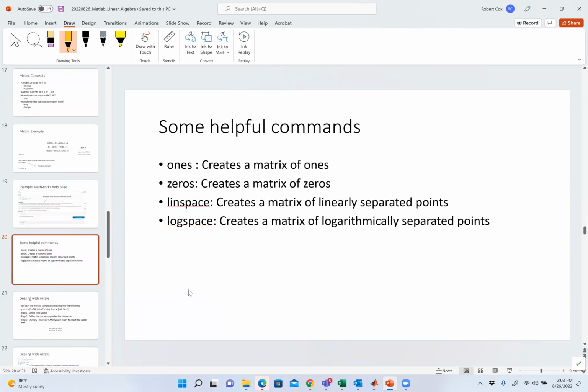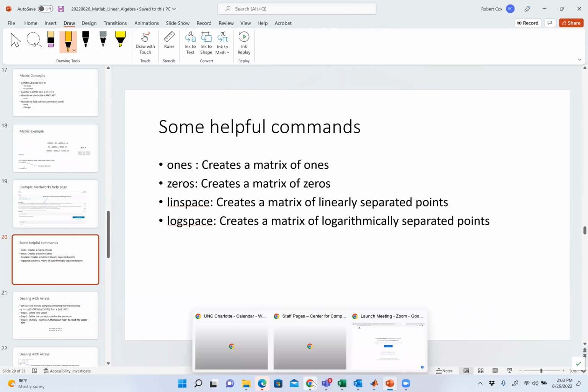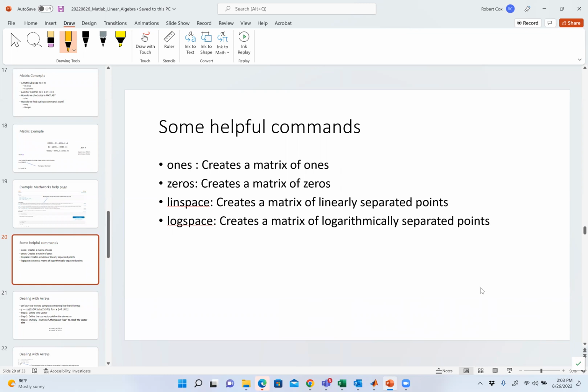All right, so I want to talk through some other stuff we've got to get into, which is how I manipulate arrays and things like that. I have a couple of useful commands here: ones, zeros, linspace and logspace. Let me not talk so much about linspace and logspace at the moment. Ones and zeros create a matrix of 1s or a matrix of 0s. We're going to use zeros in a second. Zeros is really useful because it creates something I might load up with values later.